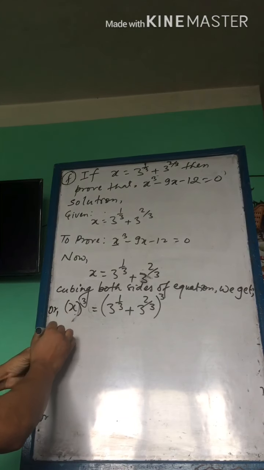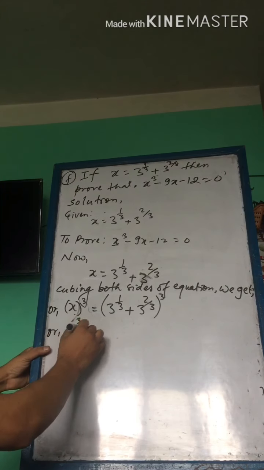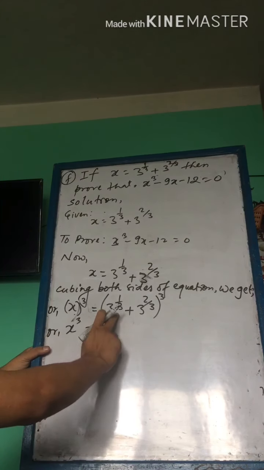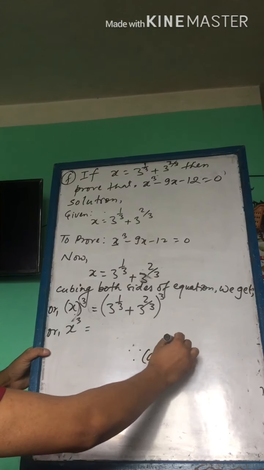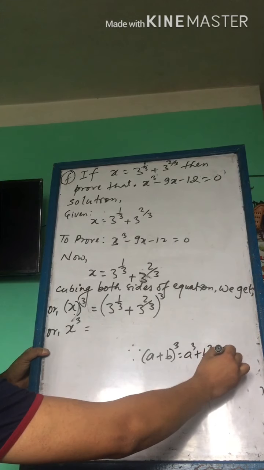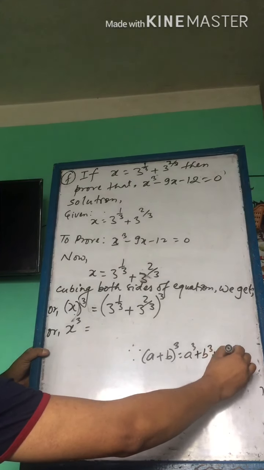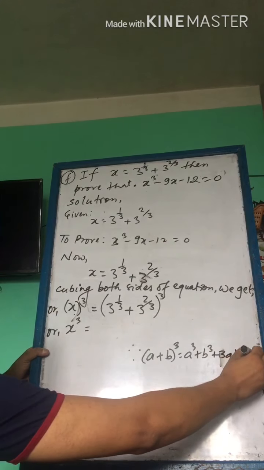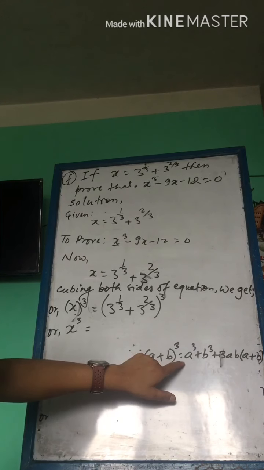x cube equals, now it is in the form of a plus b whole cube. a is 3 to the power 1 upon 3, b is 3 to the power 2 upon 3. Now we have already learned the formula for a plus b whole cube. What is the formula for this? a cube plus b cube plus 3ab (a plus b). This formula you know.